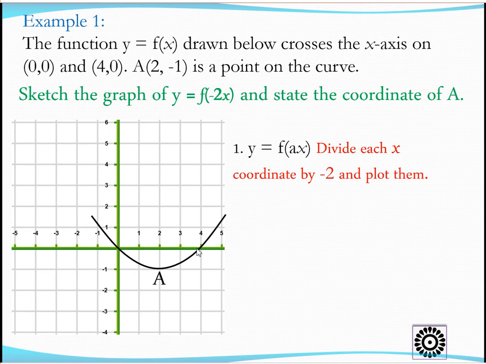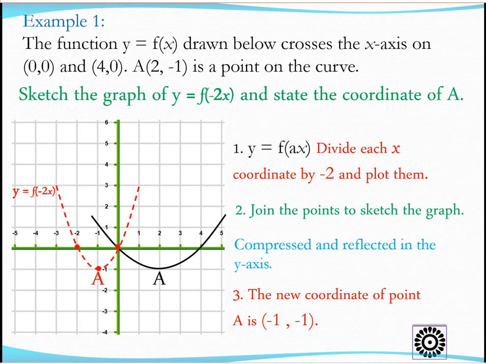So there's an x coordinate here, x coordinate here, x coordinate there. So that is 4, 2, and 0. Divide each by negative 2. See what will happen? That's negative 2. That's negative 1. 0 will still be 0. Then you just have to join. And when you join, you see that the graph is compressed and also reflected. Reflected because it's negative, and divided by 2 will sort of compress it.